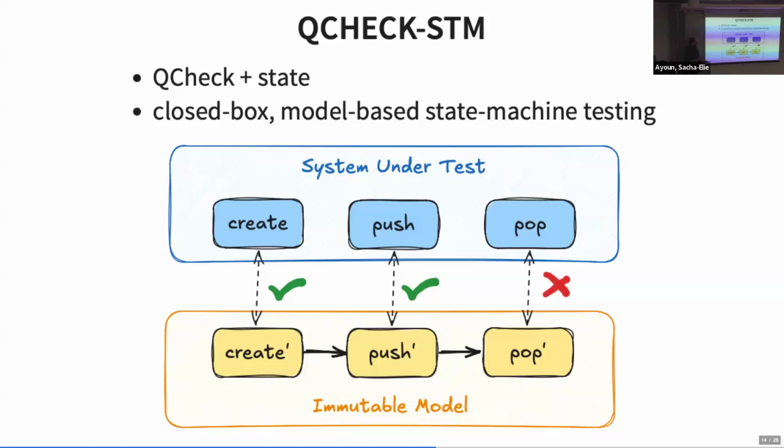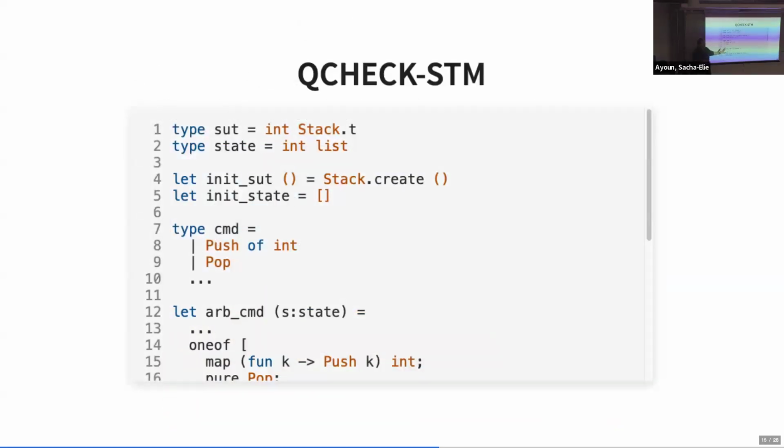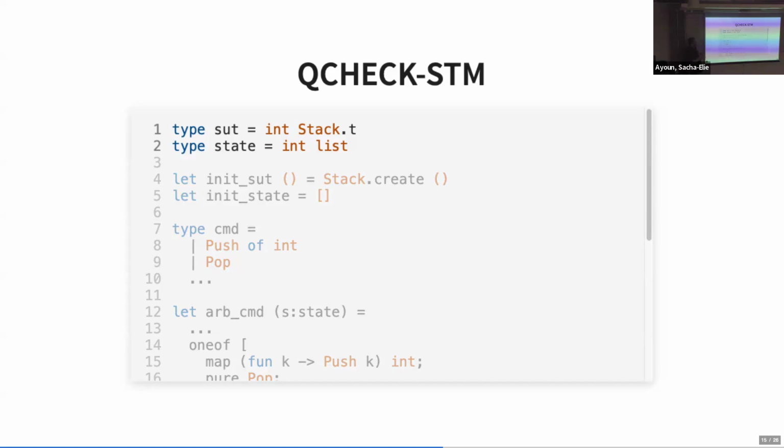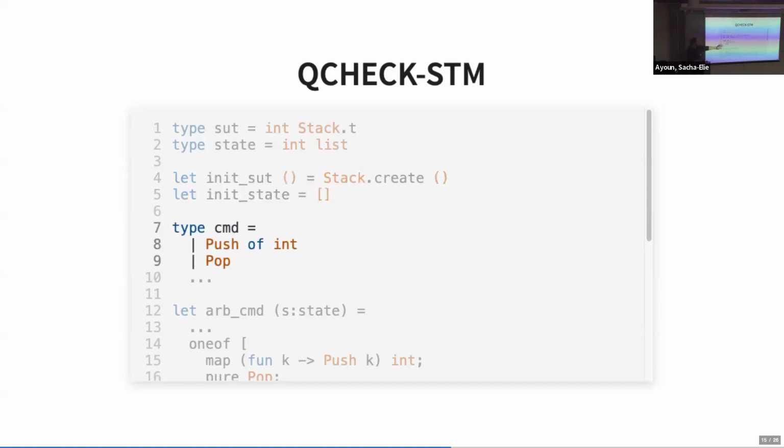So what does this look like in code? And this is heavily simplified. What you would have to write is a lot more, but just to give you a feeling of what you would need to write if you were to use QCheck-STM yourself. You have to define a type sut, the system under test. So this, for example, here is an integer stack. And you have to define a type state. That's the immutable model. So here I say, okay, this is the integer list. You have to give a function, init_sut, that knows how to create an element of that system under test, and equivalently, you have to give the initial immutable model as well. Then you have to define the type command.